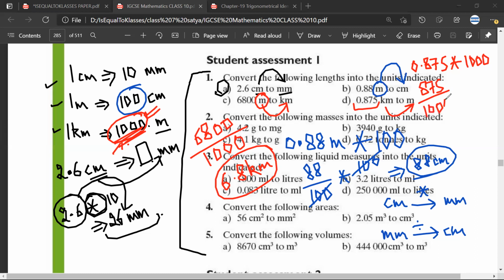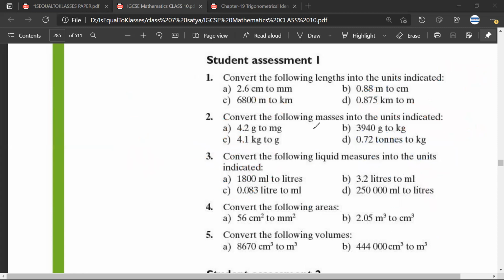Mr. Sarthak, any doubt? No, sir. So always ask yourself these simple questions. See, the number has increased. It was 0.875. It has become 875. Satya, can you see this? Yes, sir. Sarthak, can you see this? Yes, sir. So always ask yourself this very simple question.